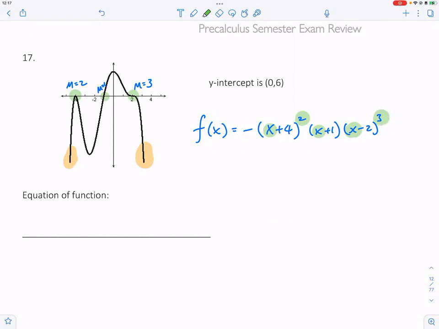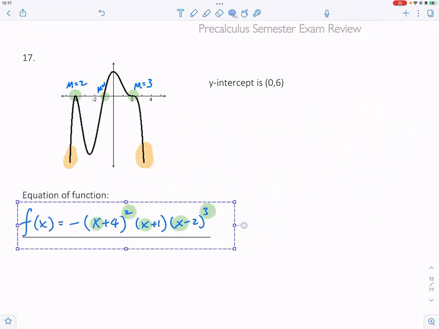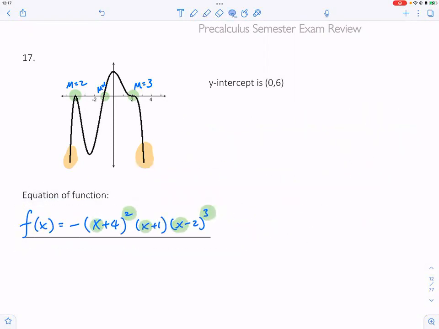So you do have an even number for the highest degree, and that's why we can say this is our equation: negative, parentheses, x plus 4 squared, times x plus 1, times x minus 2 cubed. The order doesn't matter because they're multiplying, as long as you have the correct exponents, the correct factors, and the correct sign.